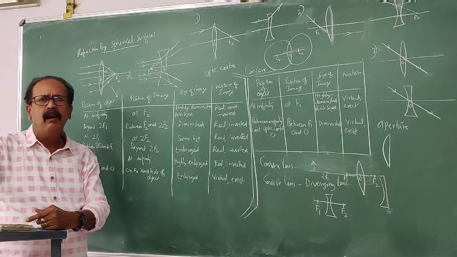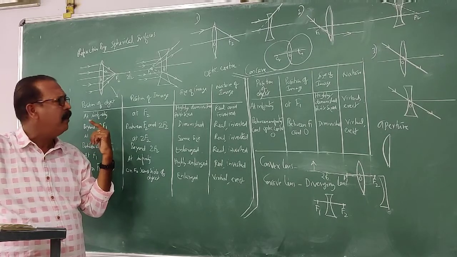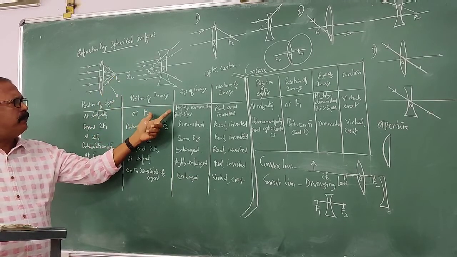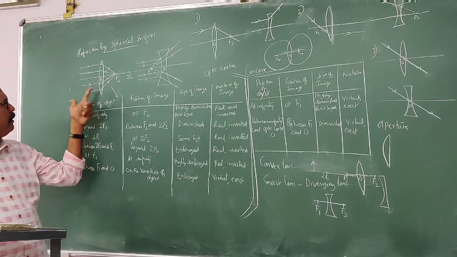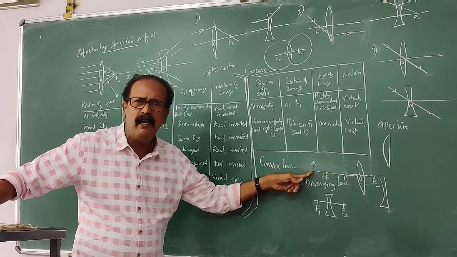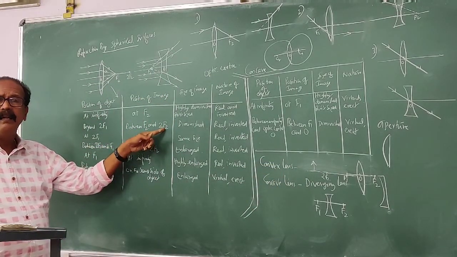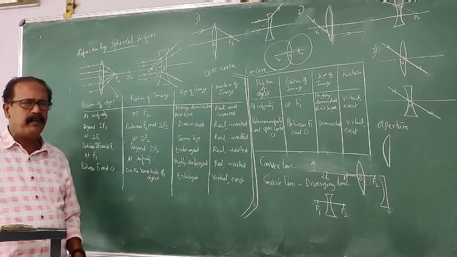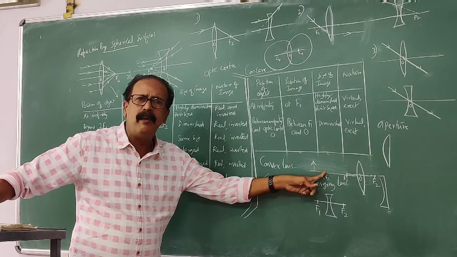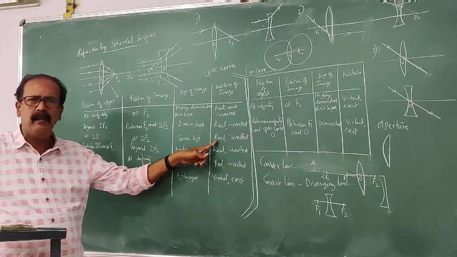Once again, very fast. We are discussing the convex lens. Object at infinity, image is formed at the focus on the right side. Highly diminished image, point size, real and inverted. Object is kept beyond 2f1 on the left side, image is formed between f2 and 2f2 on the right side. Diminished image, real and inverted. Object is kept at 2f1 on the left side, image is formed at 2f2 on the right side. Size of the image is same size, real and inverted.